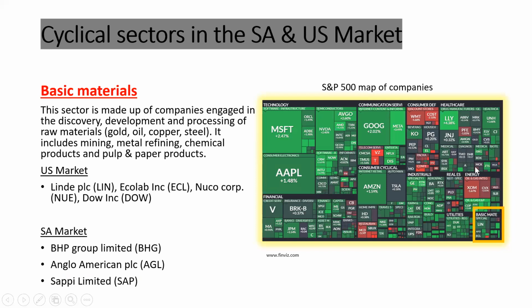And then we have basic materials. This sector is made up of companies engaged in the discovery, development, and processing of raw materials such as gold, oil, copper, and steel. It includes mining, metal, refining, chemical products, and pulp and paper products. In the US market, we have companies like Linde, Ecolab, Nucor, Dow. In South Africa, we have companies like BHP Group, Anglo, and Sappi.